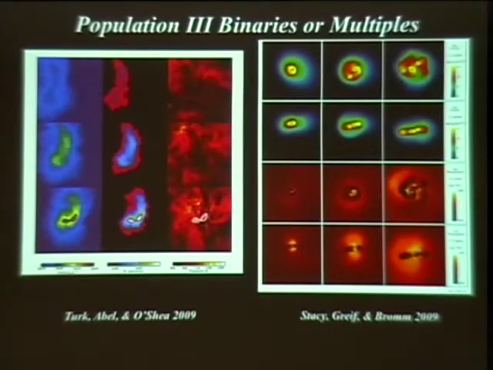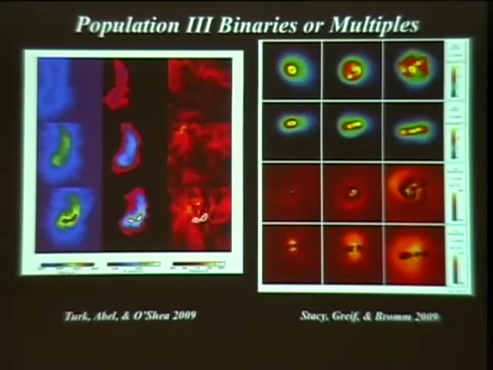The problem is that these simulations cannot continue beyond 1,000 years or so in the lifetime of these accretion disks. And we want, in principle, to find out after a million years what is the mass function of fragments that you end up with. So with present-day computers, we are unable to do that.